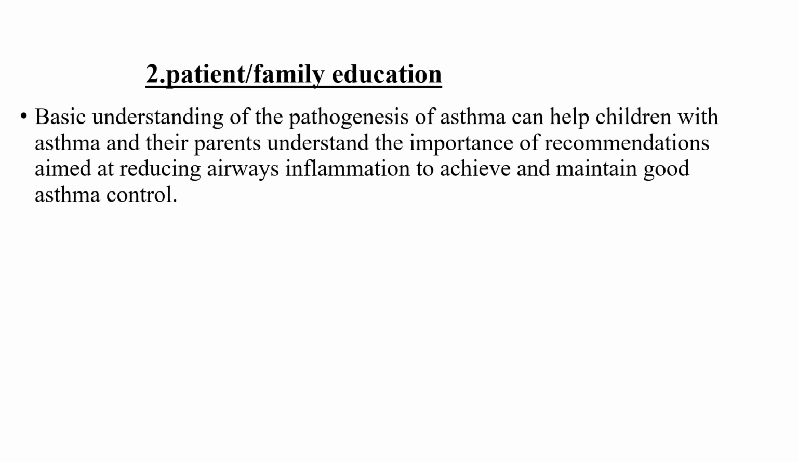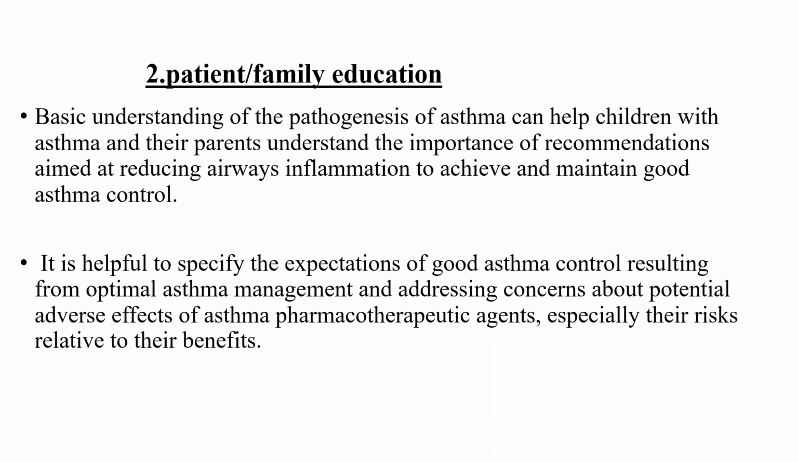The second important part of asthma treatment is patient and family education. Basic understanding of the pathogenesis of asthma can help children with asthma and their parents understand the importance of recommendations aimed at reducing airway inflammation to achieve and maintain good asthma control. It is helpful to specify the expectation of good asthma control resulting from optimal asthma management and to address concerns about potential adverse effects of asthma pharmacotherapy agents, especially their risk relative to their benefits.